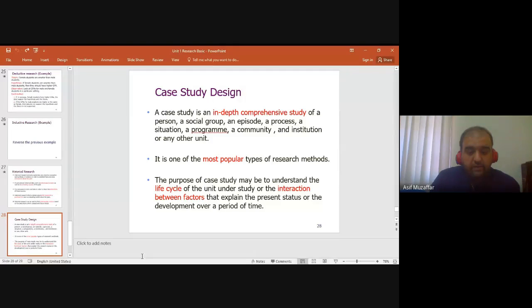Then we have a case study design. Case study design is, if you see the slide, one of the most important research methods. Case study. Why is that? Why is case study very important? Let's say, what is a case, first of all?